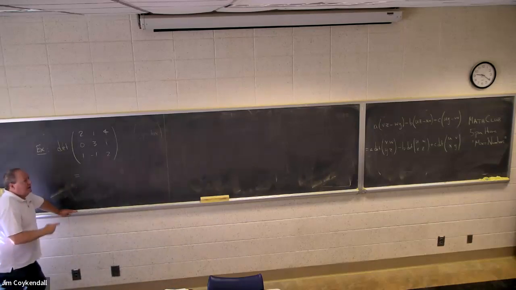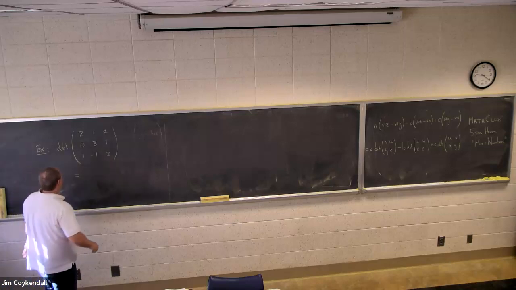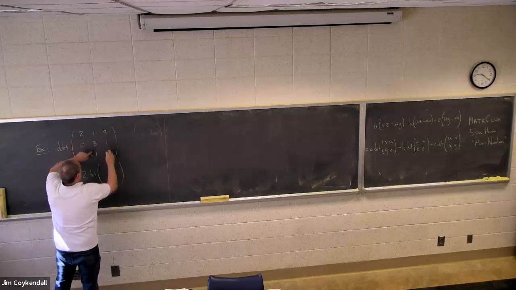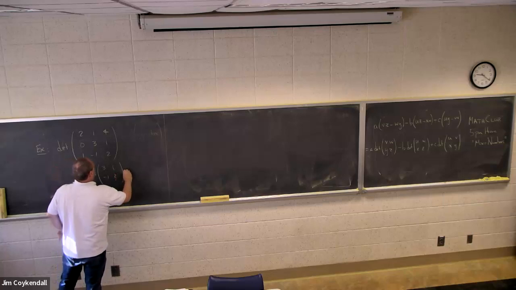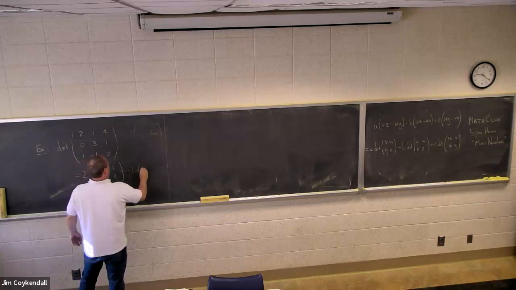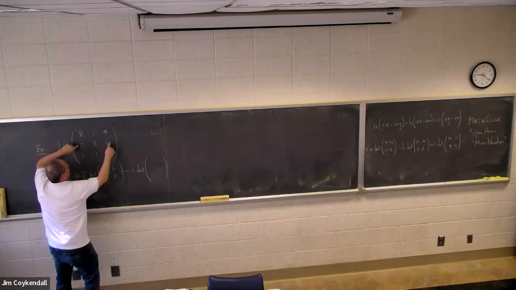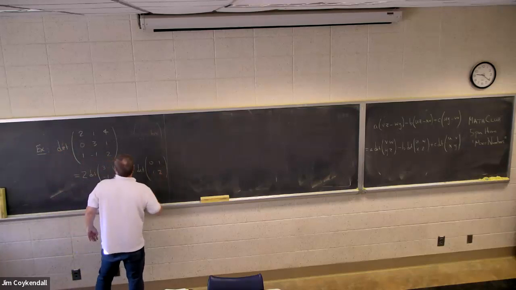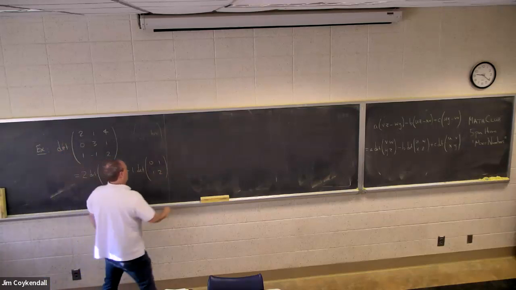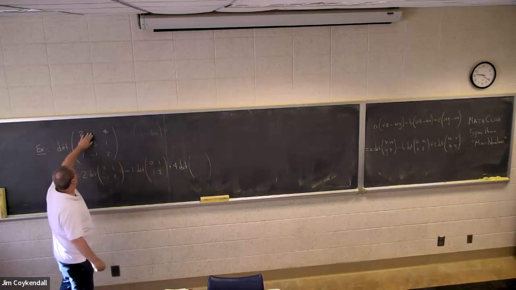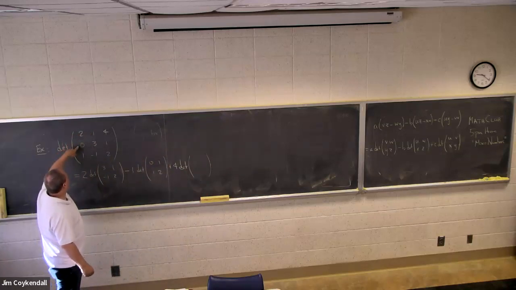So we've seen that for a 3x3, having this determinant be not 0 is exactly what we need for the matrix to be invertible. Let's see what the determinant is here. It's 2 times the determinant of what's left over, so it'd be 3, 1, minus 1, 2, minus 1 times the determinant of what's left over when you remove this row and this column, so 0, 1, 1, 2. Plus 4 times the determinant of what happens when you remove the first row and the last column: 0, 3, 1, minus 1.